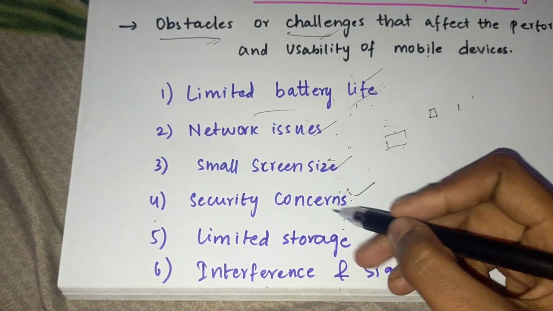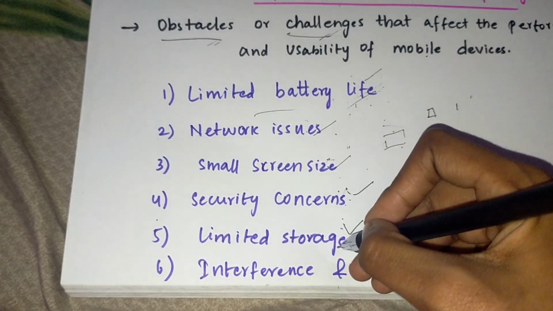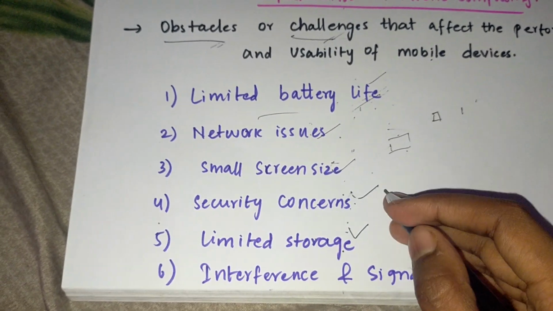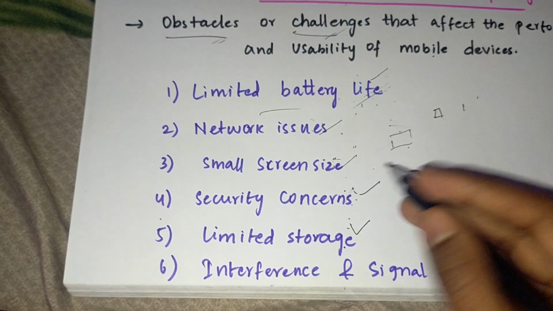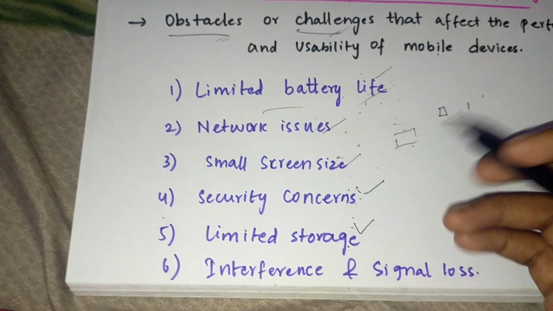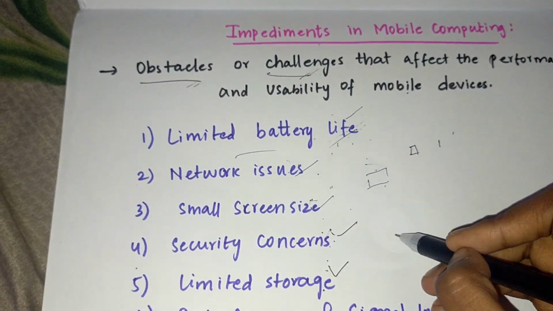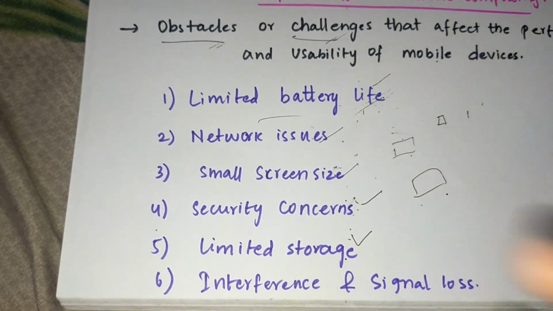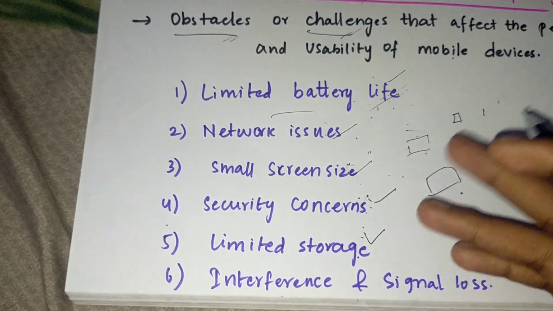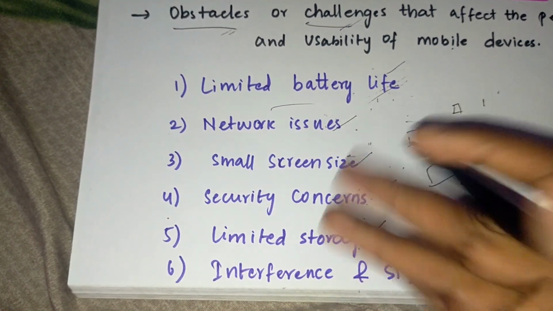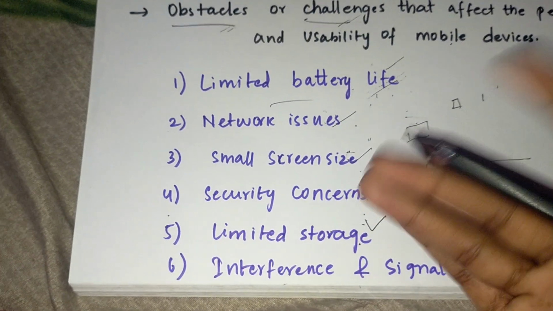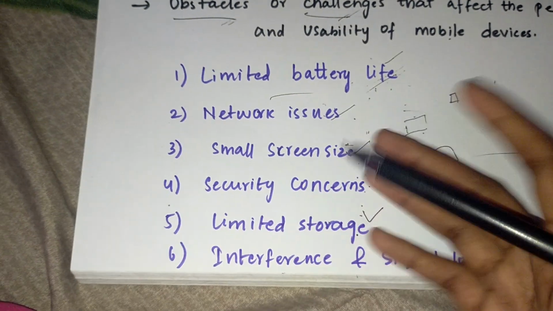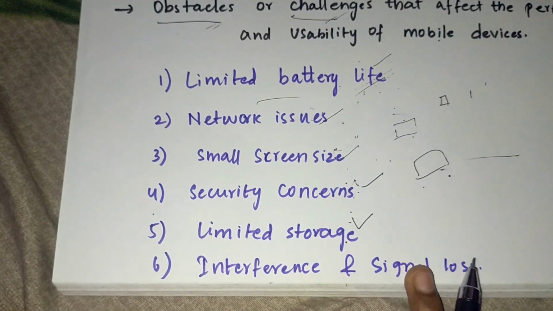Next is limited storage. Now we have limited storage capacity on our mobile devices. What can you do? We can optimize data storage and encourage cloud storage use. Cloud storage is nothing but, as we discussed in the previous video, the online storage application where you can store all your pictures and other data. So you can use those apps, right?